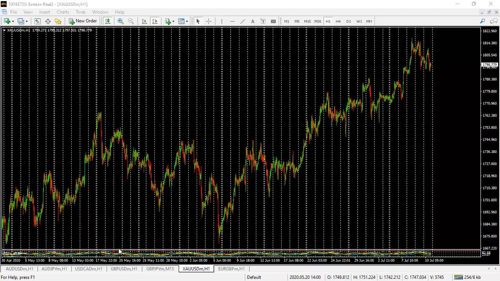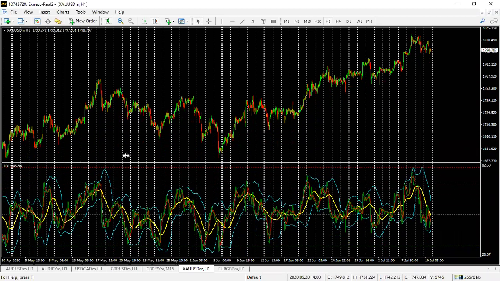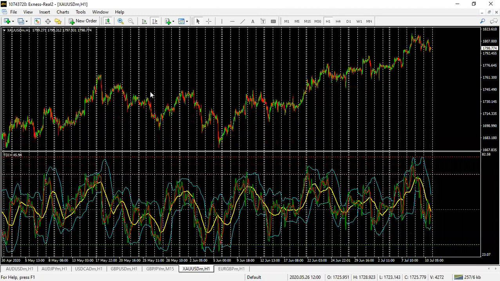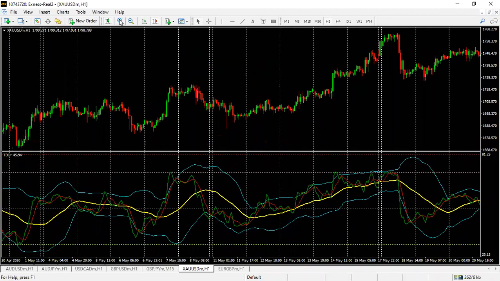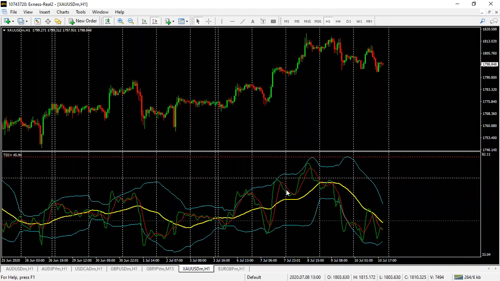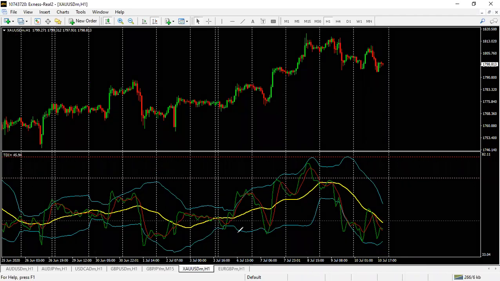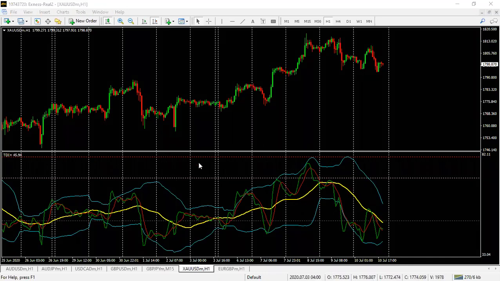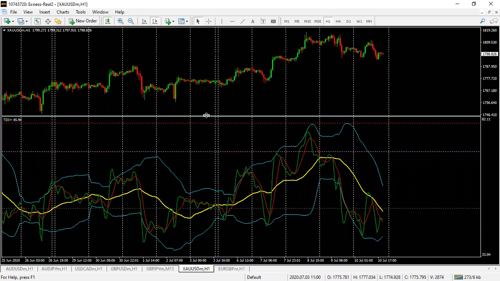This tab that I'm opening right here is called the Trader's Dynamic Index. I'm going to zoom a little bit so that you can see it clearly. The Trader's Dynamic Index has certain components. However, we are only going to deal with the most important components.